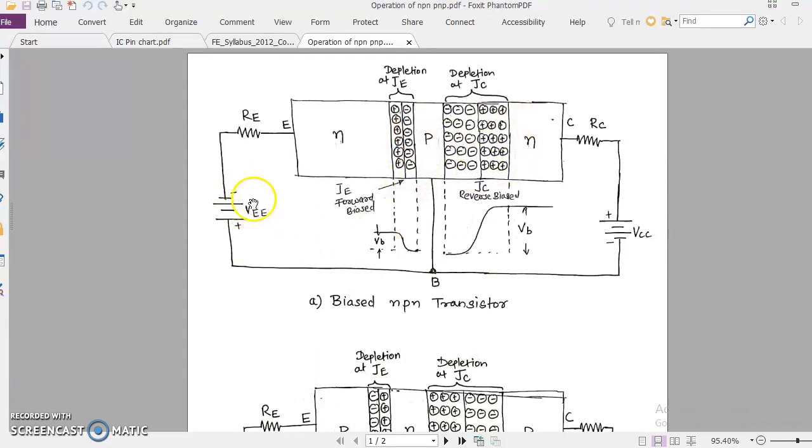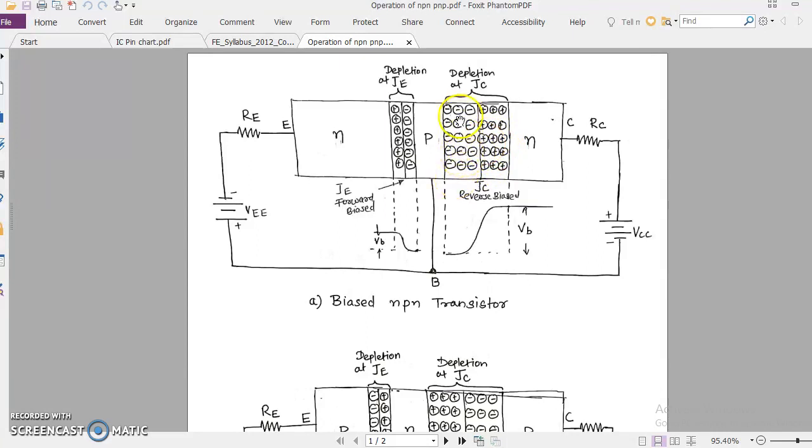But if you see the polarity of the battery, the electrons which I have shown on the right hand side of this region are attracted towards the positive terminal of the battery, whereas holes are attracted towards the negative polarity of the battery. So JE is formed here, the depletion region is formed here, but a large number of electrons will cross the base junction and recombine with the holes which are present in the collector.